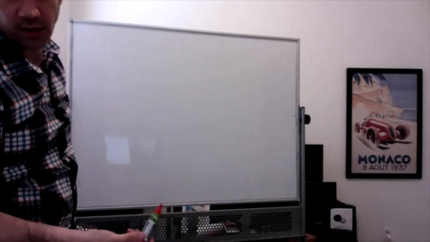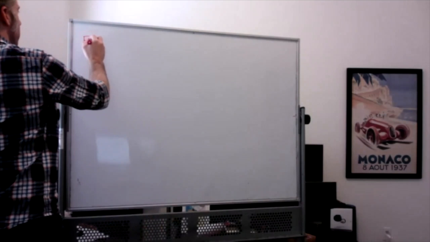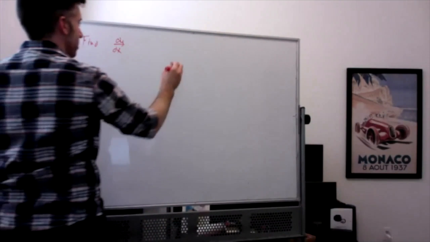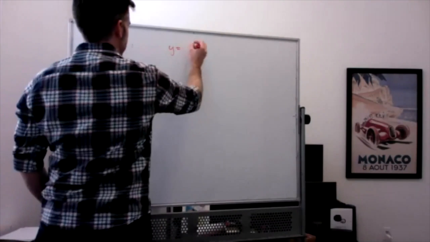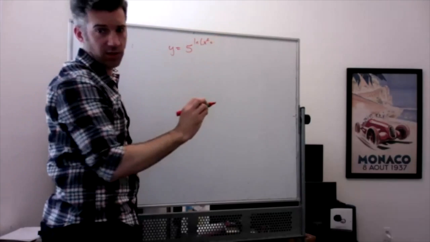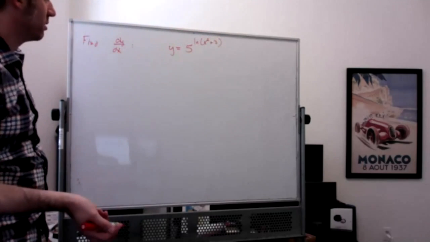All right, we got 10. Okay, so let's see. Find the derivative of the following. Find dy/dx, given that y is equal to 5 to the natural log of x squared plus 3. It seems a little too easy, personally.